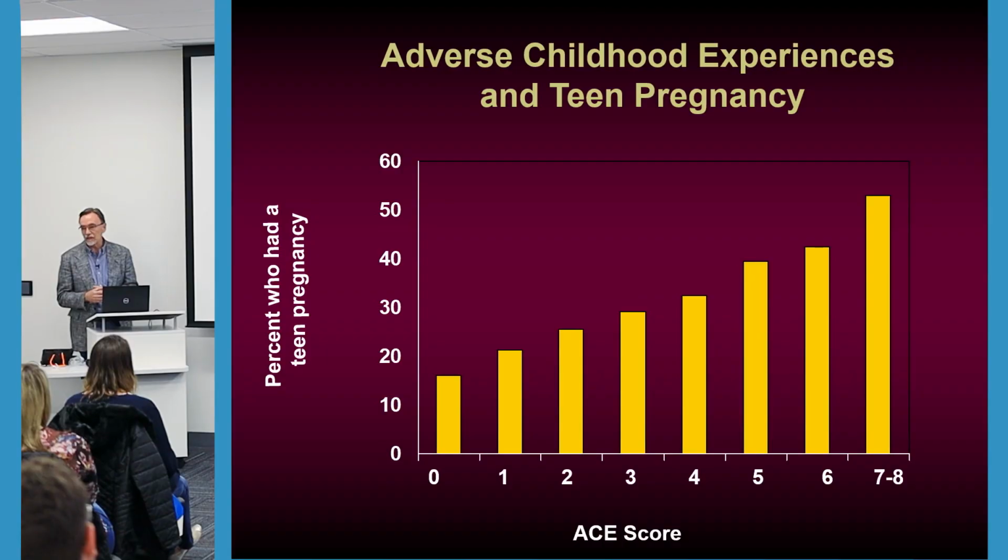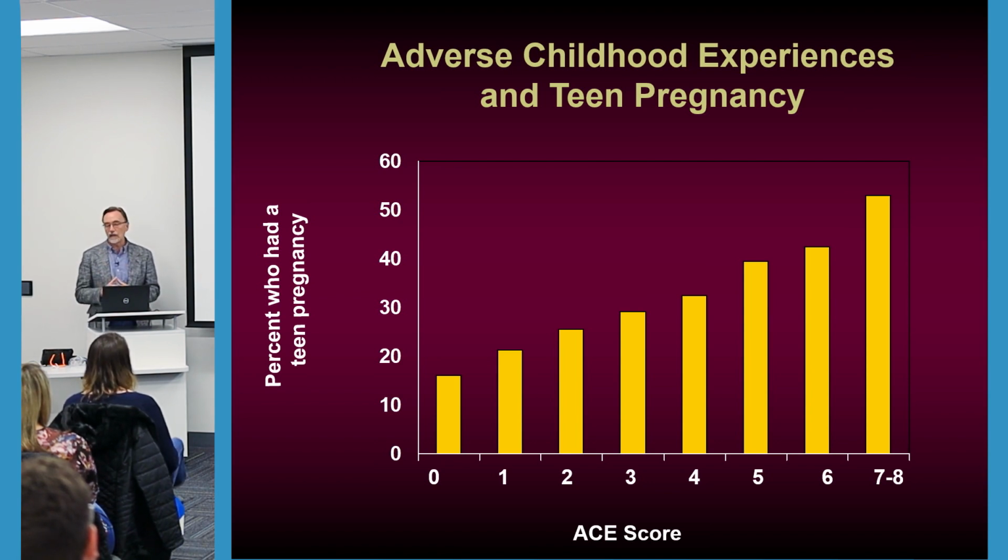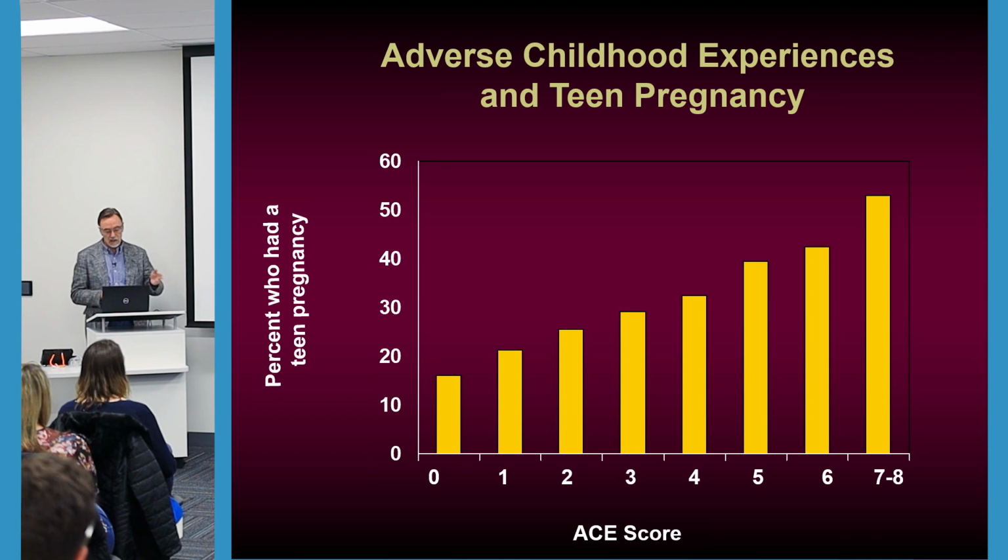Here's another example. This extends the score out to 7 or 8. This is women reporting ever had a teen pregnancy based upon their ACE score. And here you see this stepwise graded dose-response relationship to teen pregnancy all the way out to ACE score 7 or 8, a continuous graded relationship.